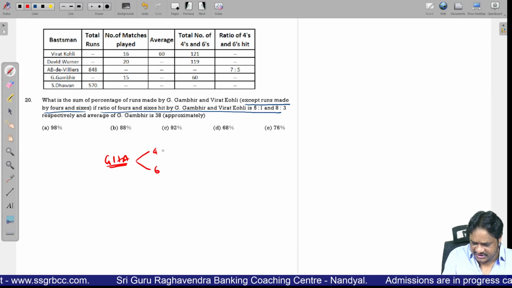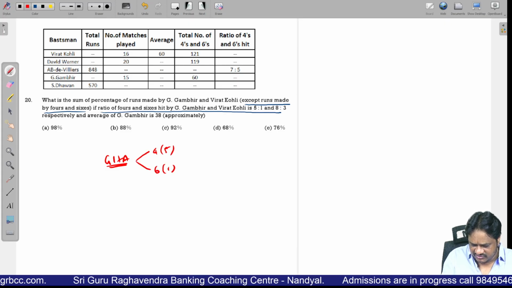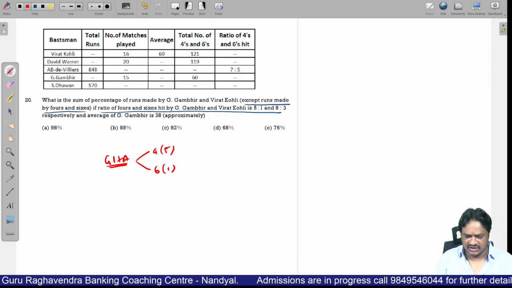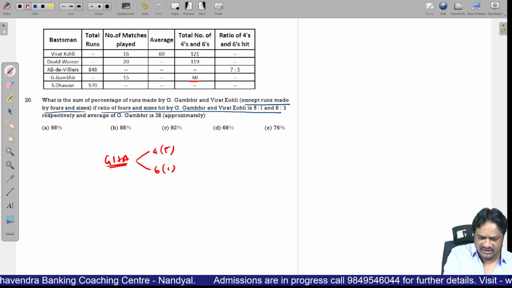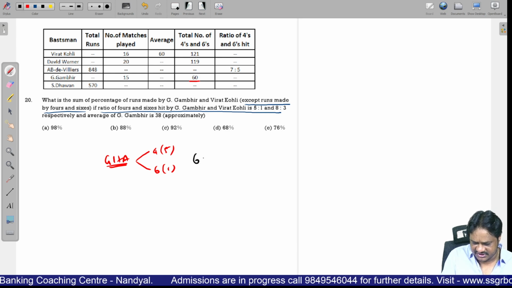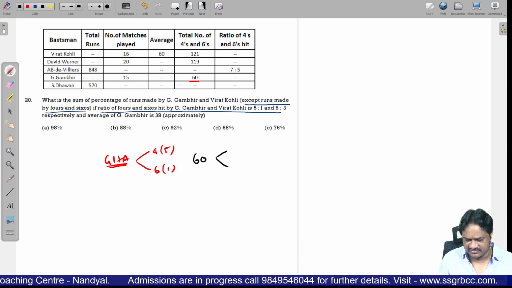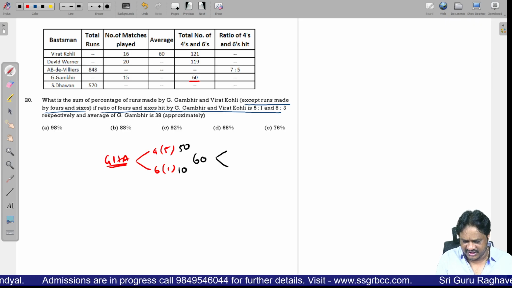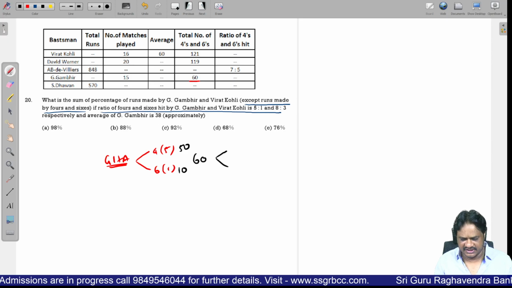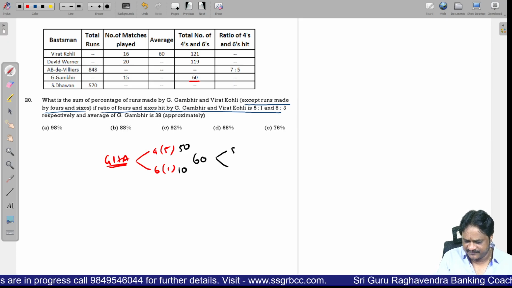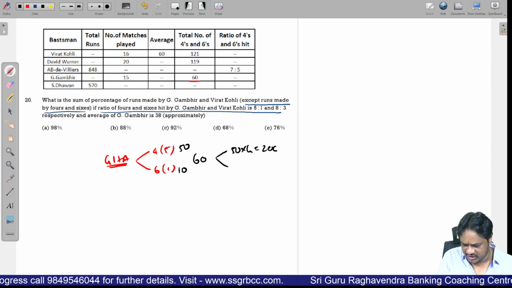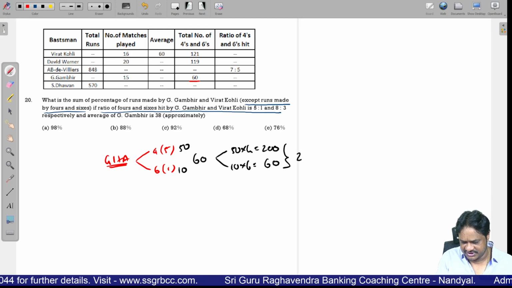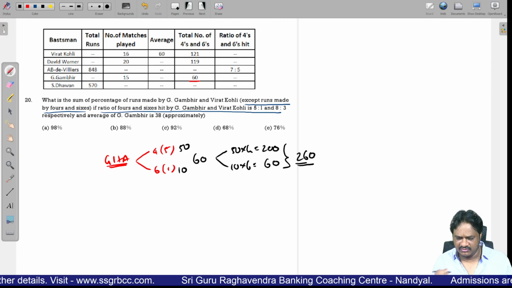First Gambhir. Fours, sixes. What is the ratio? 5 is to 1. Gautam Gambhir is hitting 60. In this, 5 plus 1 is 6. So 6 means he is hitting 50 fours and 10 sixes. 50 fours means 50 into 4, 200. 10 sixes, 10 into 6, 60. So he is hitting 260 runs by boundaries.